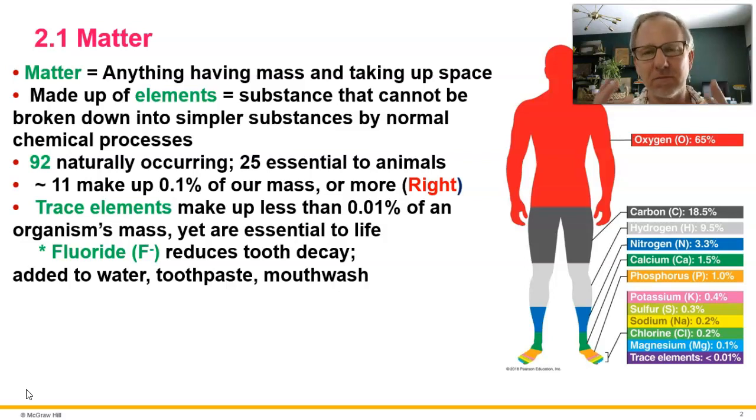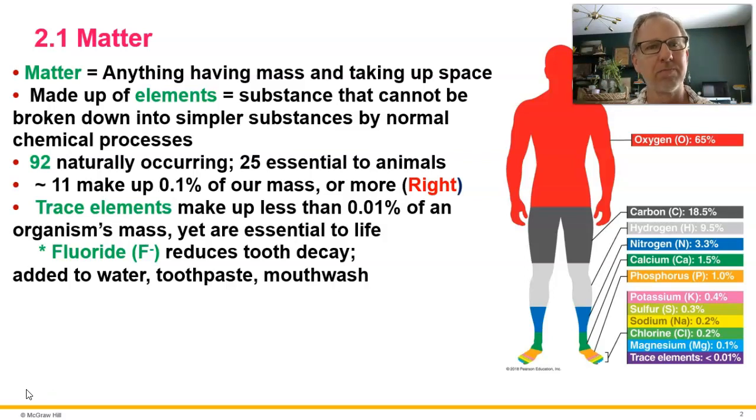Now matter, the substance of our universe, is made up of elements. So here comes another definition. An element is a substance that cannot be broken down into simpler substances by normal chemical processes, normal chemistry. So there are lots of different elements, basic chemical substances like this, that can't be broken down into anything more simple in our universe.